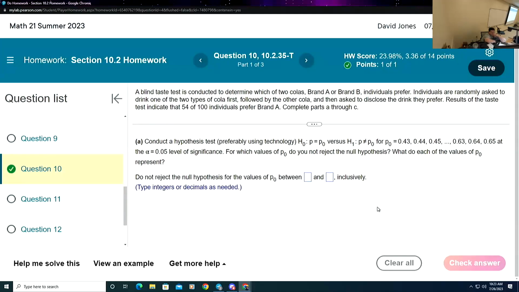A is conduct a hypothesis test for P equals P naught, and H1 is P does not equal P naught. And then they ask us to do a range of values from 0.43 to 0.65 at alpha equals 0.05 level of significance. We're going to see that there's a range that we do not reject H naught for, and everything outside that range we're going to reject.